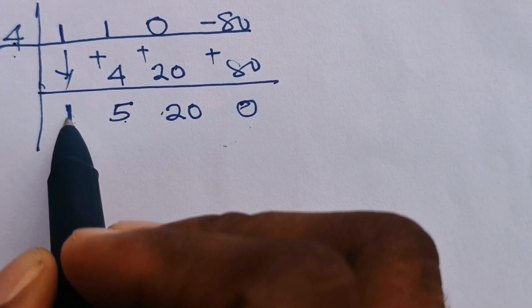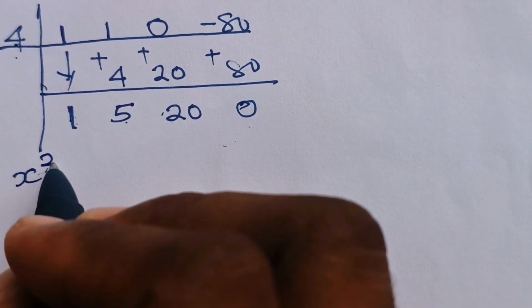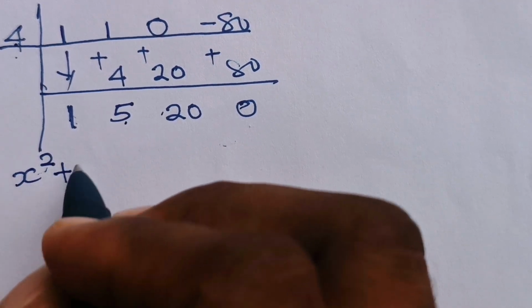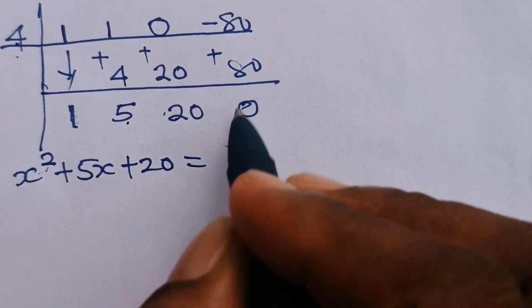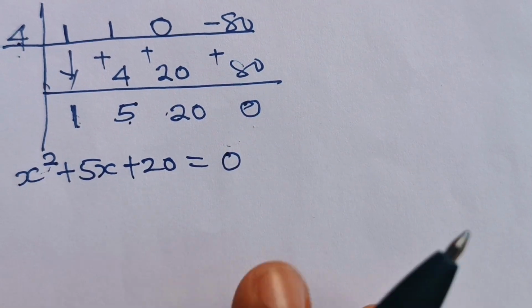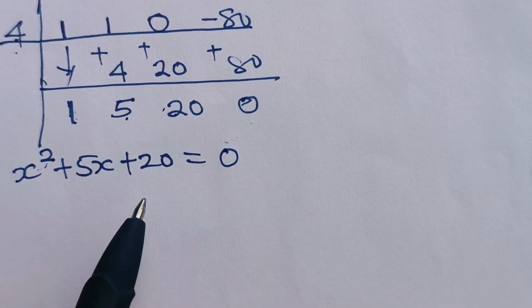At this point, my audio cut, but I did not even know. So let me use voiceover to explain. So we are going to form a quadratic equation from the numbers that we've gotten. So it's going to be 1x squared plus 5x plus 20 is equal to 0.